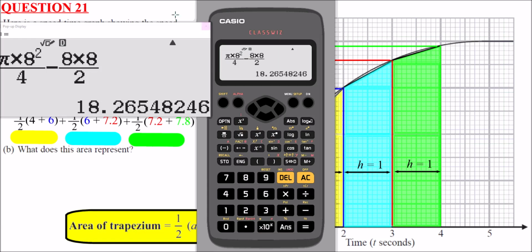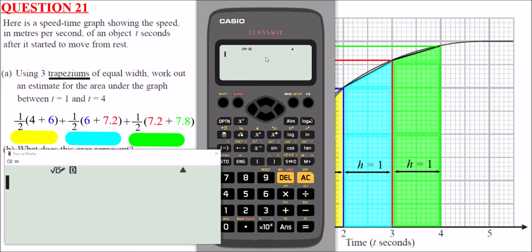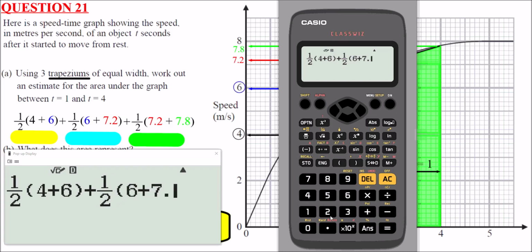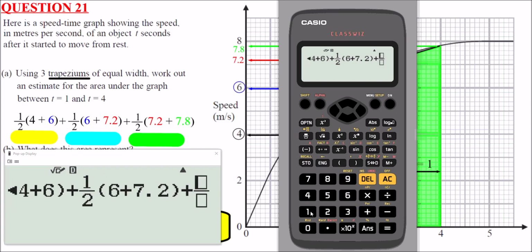So on the calculator now, let's just try this together. So we've got half 4 plus 6. Could do this without a calculator as well, actually, in fairness. But never mind, plus half 6 plus 7.2. Probably best doing it on a calculator, actually. Then plus half again.